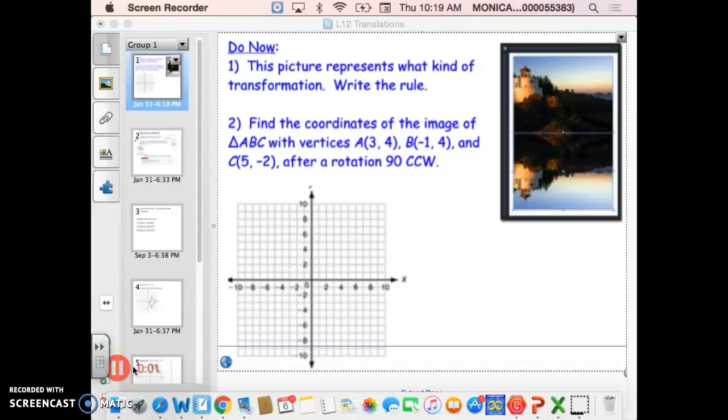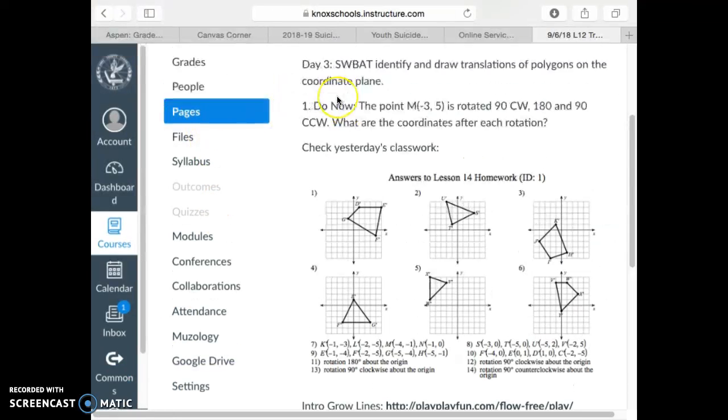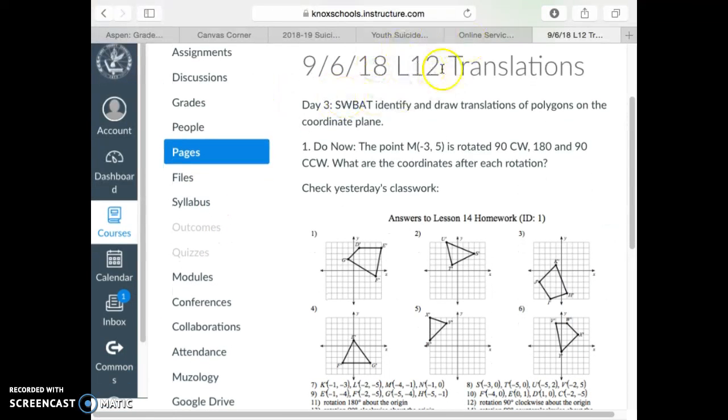Hello, today we're going to be learning about translations. Let's review. So far we've learned about reflections, rotations, and today is translations. So what you're going to want to do first is go to Canvas. Remember, you want to go to Pages, and this is Lesson 12, Translations.